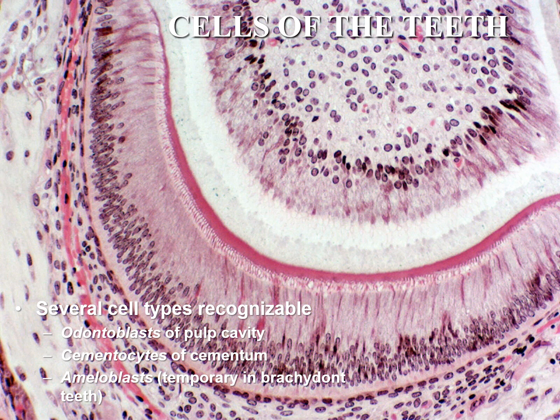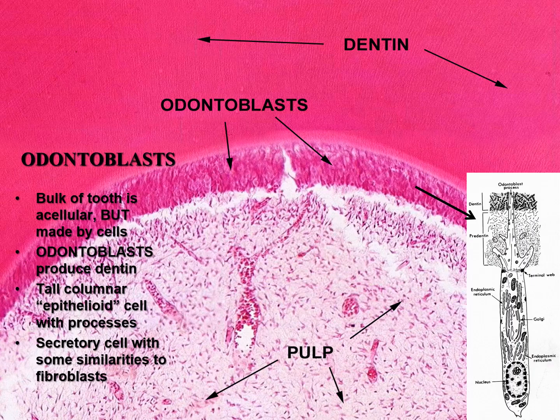For the cells that are responsible for the formation of the teeth, we have three cells. We have the odontoblast, which is responsible for the formation of the dentin. We have the cementoblast, which is responsible for the formation of the cementum, and we have the ameloblast, which is responsible for the formation of the enamel layer. And you can see here the ameloblasts are temporary in the brachyodont, because once the tooth is erupted, they will be lost. There will be no more formation of the enamel layer.